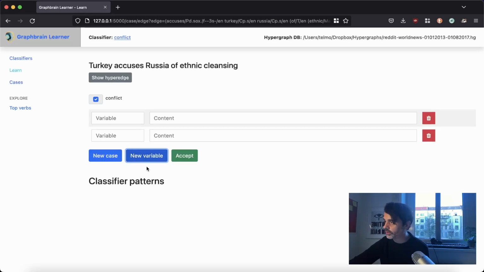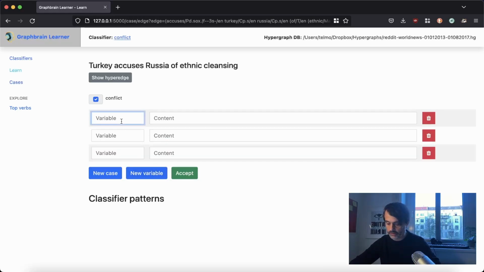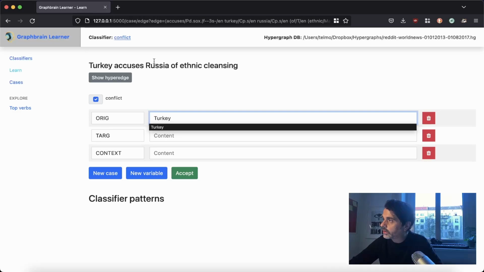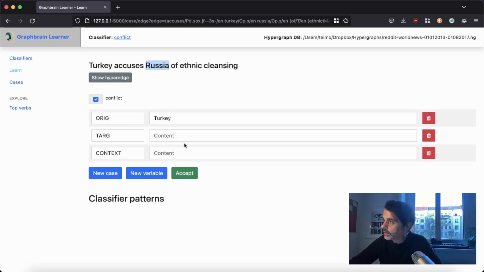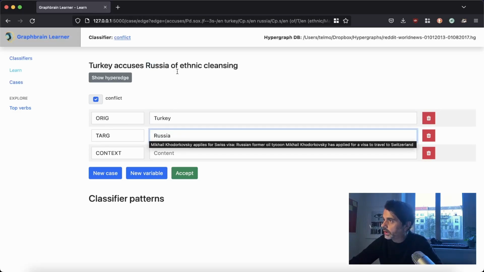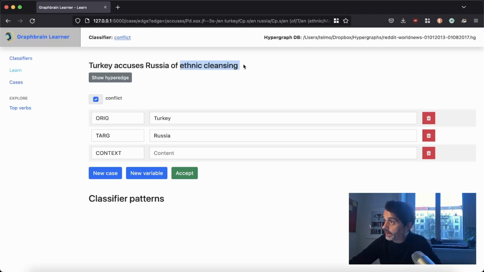Let's define our variables. We have three of them. We have the origin, the target, and the topic. Let's call it the context of the conflict. Okay, maybe better. So let's say that Turkey is the origin in this case. Russia is the target. And the context is ethnic cleansing, right? Okay, I will accept this case.